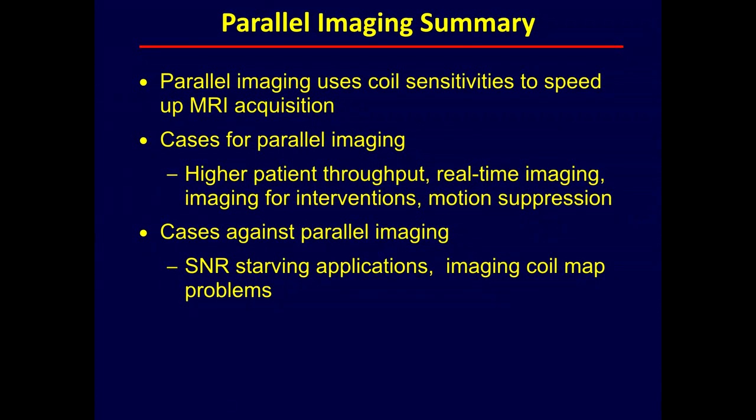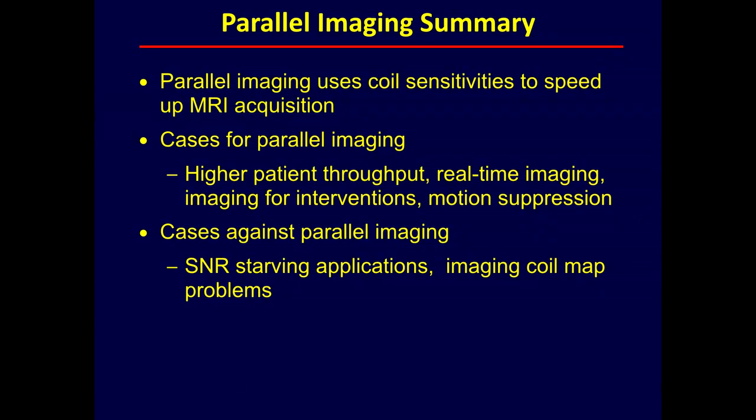For some applications, like real-time imaging, where you really want real-time feedback in a second, or 100 milliseconds, the speed is the most important thing. You want to speed up. You can lose a little bit more SNR, but you really want to see what's happening right there. Then you probably want to use higher parallel imaging acceleration factors, for example.